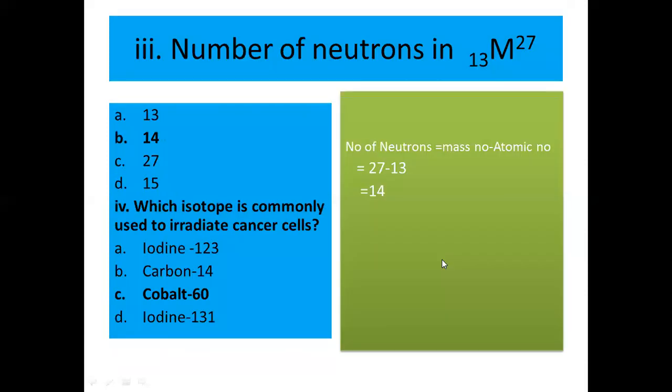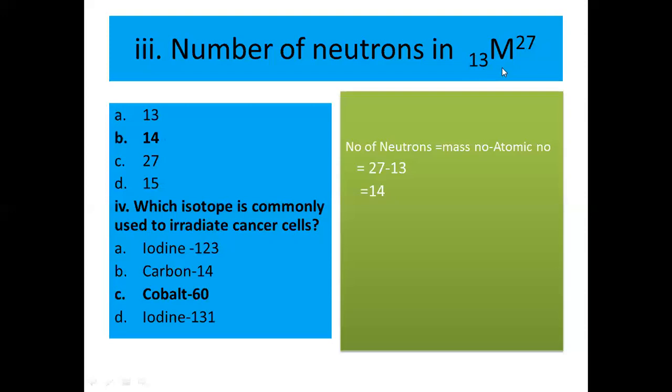Third MCQ, number of neutrons in an element M. Atomic number of that element is 13 and mass number is 27. I told you before that the small number is atomic number because it is only the number of protons, while the big or larger number is the sum of protons plus neutrons. So this is mass number. So the bigger number will be mass number and the smaller number will be atomic number.